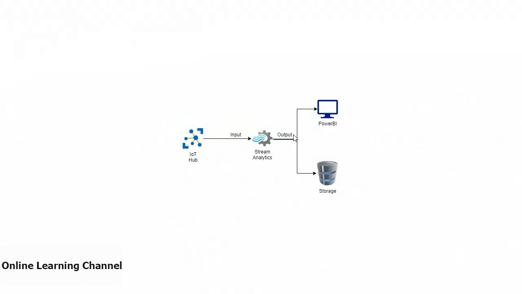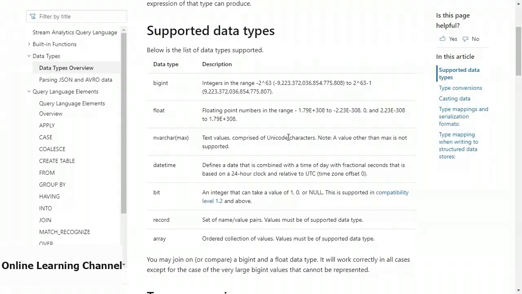Some output examples are Microsoft Power BI dashboards, or a storage medium, such as a database. In this process, the incoming data in JSON must be transformed into data that can be handled by Stream Analytics. The results, which are in Stream Analytics format, must then be transformed to JSON as output. Stream Analytics supports specific data types for its processing, which we'll look at now.